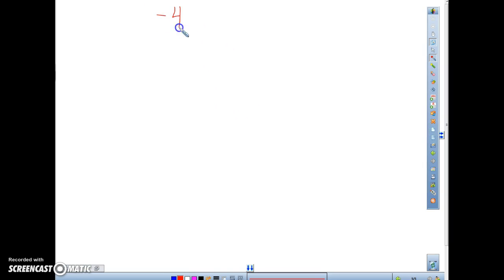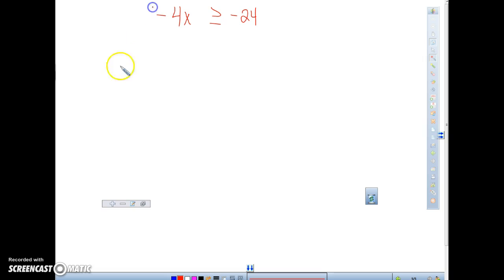We have negative 4x is greater than or equal to negative 24. If you remember back to Algebra 1, the only thing different about solving inequalities is if you multiply or divide by a negative number. Okay, so sorry about that. Remember that when you are multiplying or dividing an inequality by a negative, you have to flip your sign, if and only if you're multiplying or dividing both sides by the negative. So on this one, they're multiplying x by negative 4, so we need to divide by negative 4.